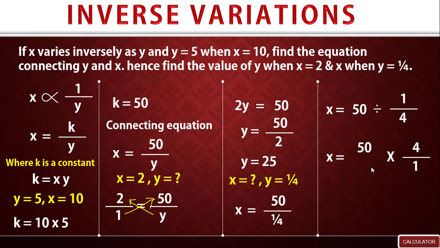So we can say 50 over 1. 50 over 1 is the same thing as 50. So if we multiply the numerator side, we have 50 times 4, that will give us 200. And the denominator side, 1 times 1, that is 1. So 200 divided by 1 is the same thing as 200. So our s equals 200.